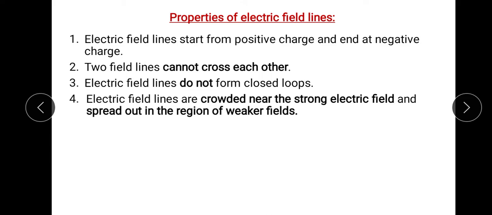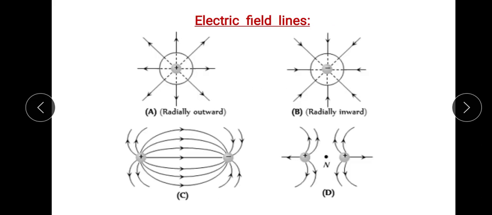And the next point is electric field lines are crowded near the strong electric field and spread out in the region of weaker fields. So you can observe here at this point electric field lines are crowded, which means this is a strong electric field. Near the charge there is a strong electric field, and as you go away from the charge the field lines get spread out. Therefore here we have a weaker electric field.